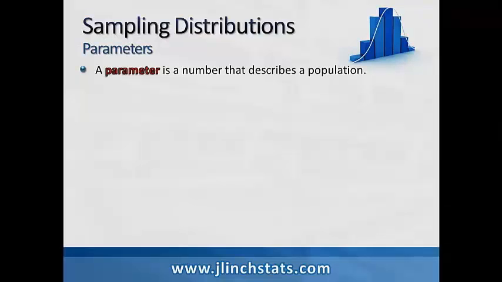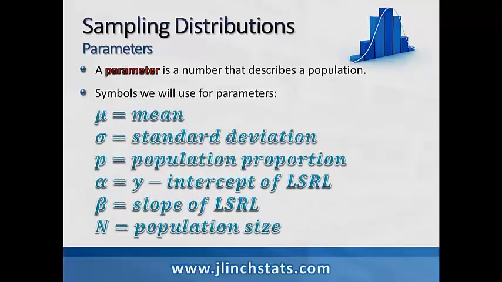A parameter basically is a number that describes a population. Symbols that we use for parameters include the following. Notice the parameter values are usually indicated by a Greek letter. The letter mu represents the mean of a population. Sigma represents the standard deviation of our population. Lowercase p represents a population proportion.